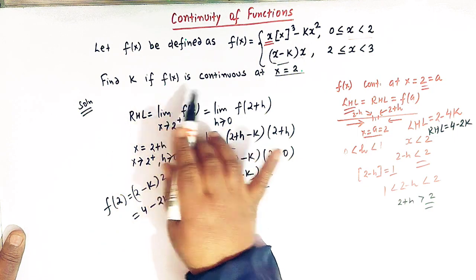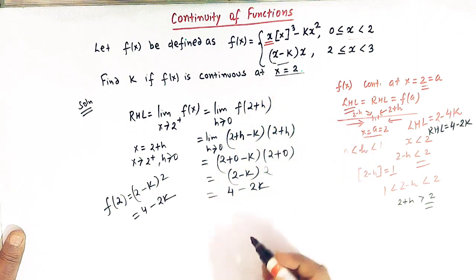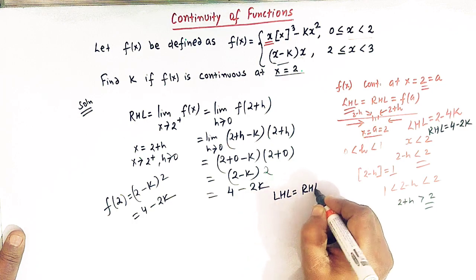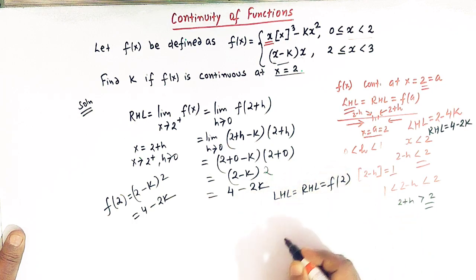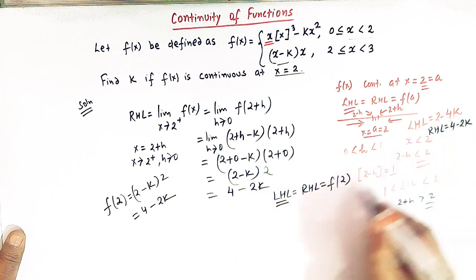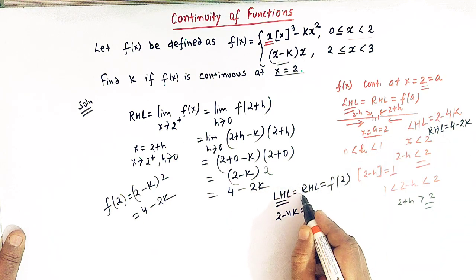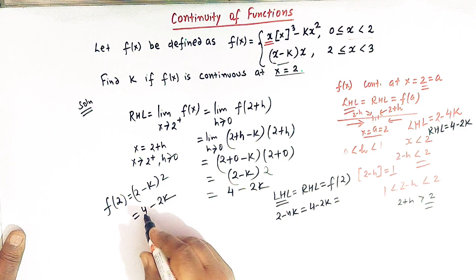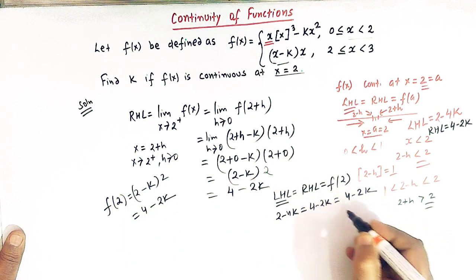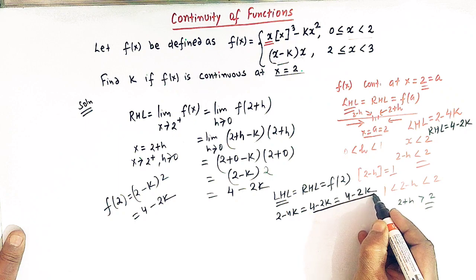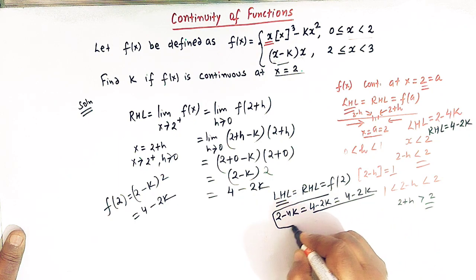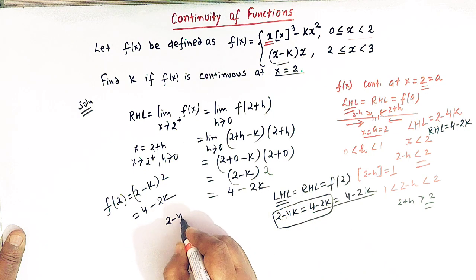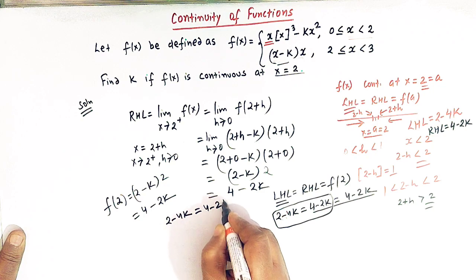So now the function is given to be continuous at this point x is equal to 2. So the left hand limit should be equal to the right hand limit, should be equal to f of 2. So the left hand limit is 2 minus 4k, the right hand limit is 4 minus 2k, and f of 2 is 4 minus 2k. So now these two quantities are same, so we can frame an equation in k by taking these two quantities, right? So we have 2 minus 4k is equal to 4 minus 2k.